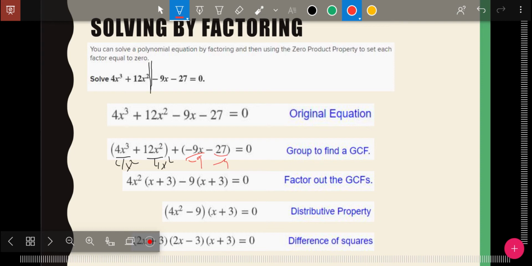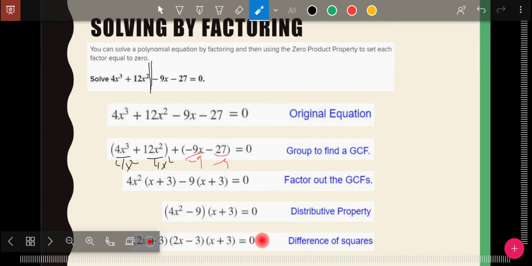x plus 3. Now grouping is when these 2 are the same. When these 2 are the same, I can just group the coefficients in front, the parts that are in front, together. Right? And so I end up with this. Now, I can be done there or I may have to check: does this thing break down more? Is 4x squared a perfect square? Yes. Is 9 a perfect square? Yes. And so it breaks down to 2x and positive 3, 2x and negative 3.